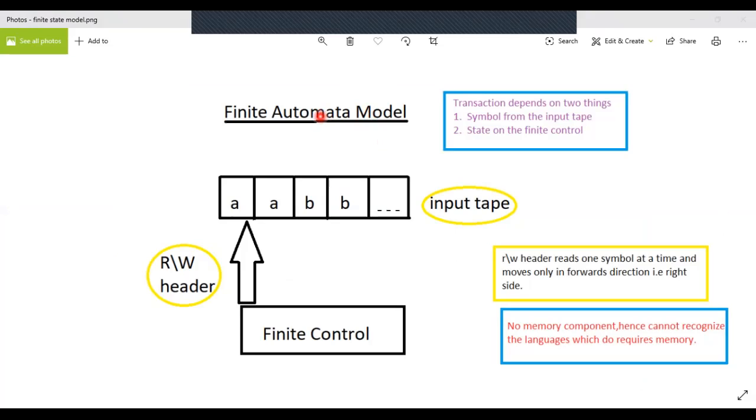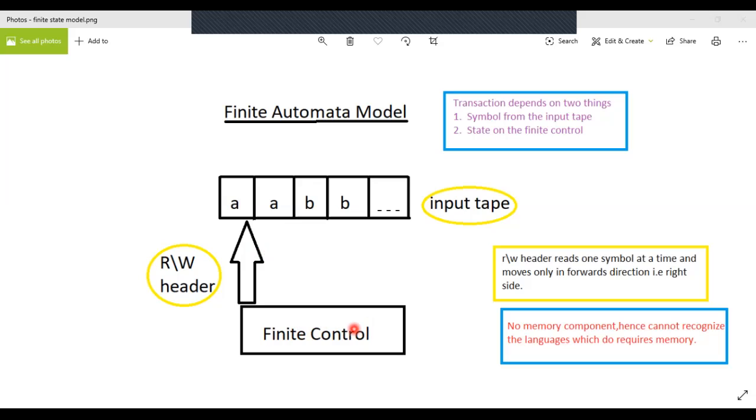So this is the graphical representation of finite automata. This is called the input tape. The input tape is capable of holding the input symbols of the string. This is the read-write head. The read-write head can simply read one symbol at a time from the input tape, and it can move in the forward direction, that is, the right-hand side direction. This is the finite control. Finite control can have some state.